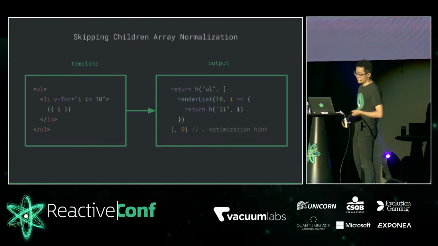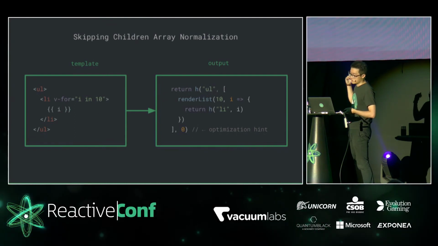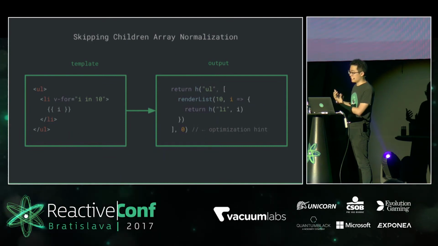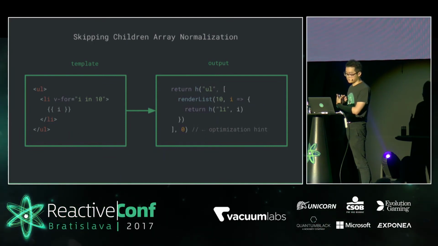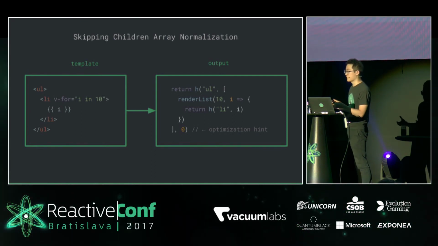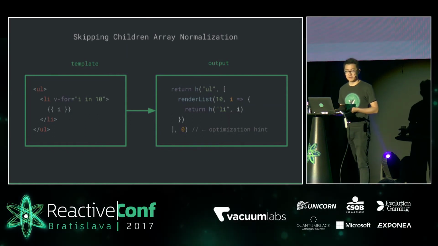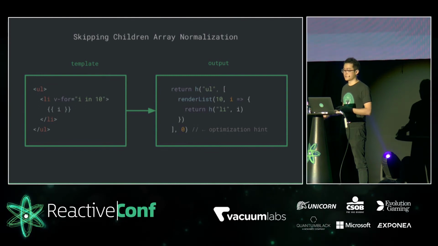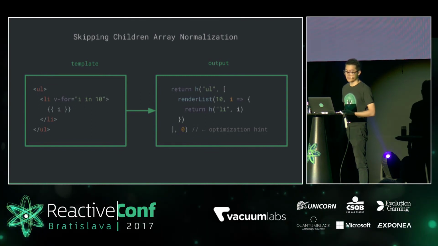And as you can see on the right, this is not the exact code that we're generating, but it kind of gives you an idea. We pass additional arguments into the render function call, the create element call, telling it that the children are pre-normalized. So at runtime, we don't need to do anything about it. And for large lists, this significantly improves performance, especially on very fast re-renders.